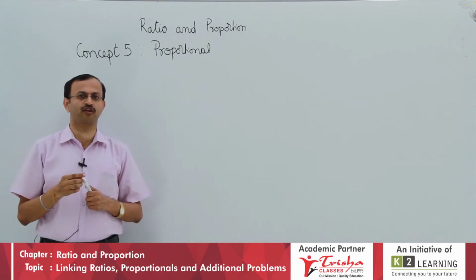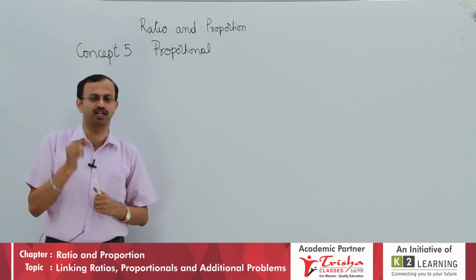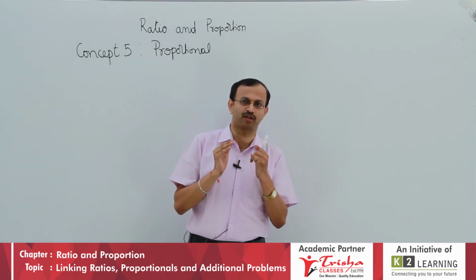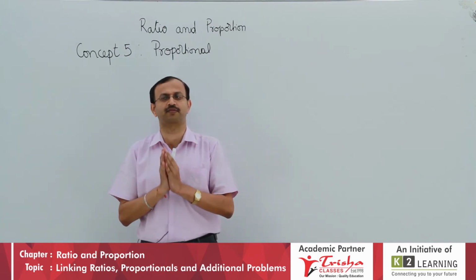Students, now we will go for the calculation of proportional. You know, for a ratio you can do either duplicate ratio, triplicate ratio, subduplicate, subtriplicate.